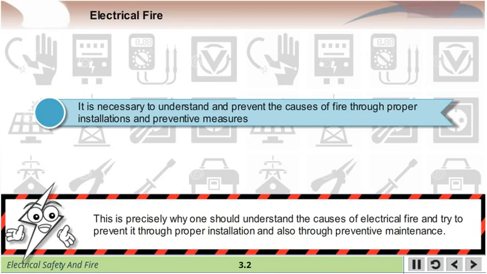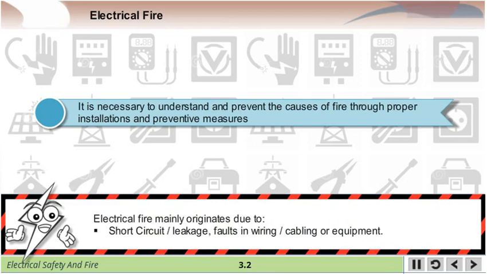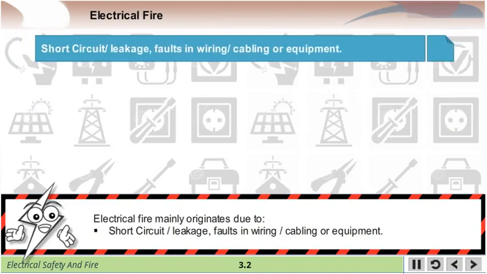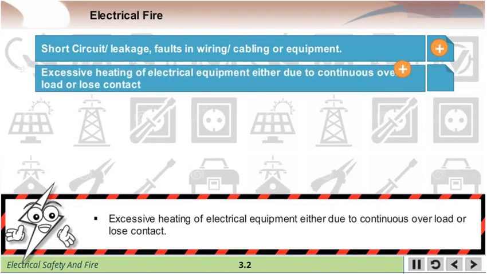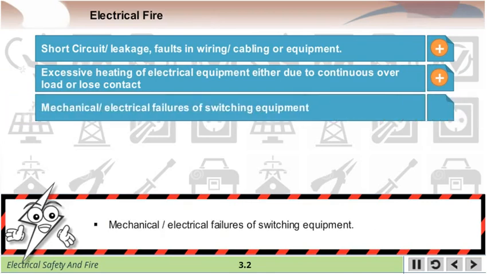Causes of electrical fire. Electrical fire mainly originates due to the following: short circuit or leakage, faults in wiring or cabling or equipment, excessive heating of electrical equipment either due to continuous overload or loose contact, and due to mechanical or electrical failures of switching equipment.